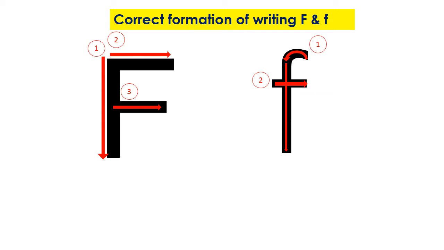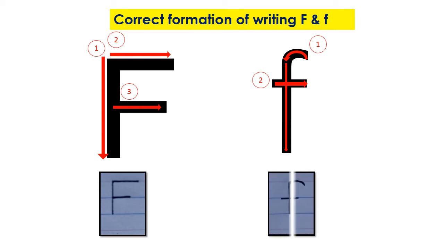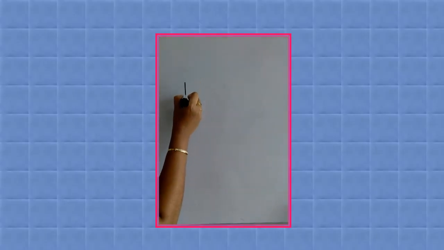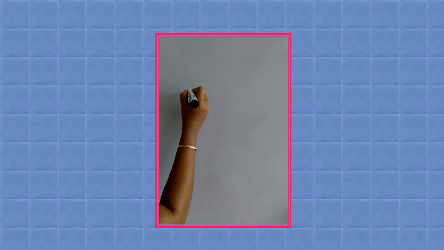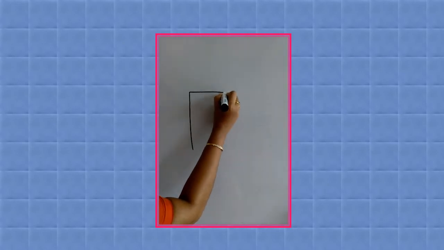Now we'll see how to write capital F in your double rule book. Here you can see that. Next, we'll see how to write simple F in your double rule book. Here you can see that. Okay, kids? Now, teacher will show you how to write capital F and simple F on the whiteboard.